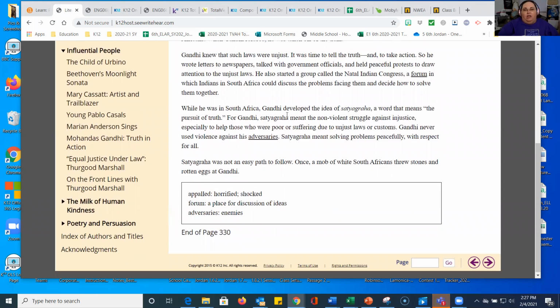While he was in South Africa, Gandhi developed the idea of satyagraha, a word that means the pursuit of truth. For Gandhi, satyagraha meant nonviolent struggle against injustice, especially to help those who were poor or suffering due to unjust laws or customs. Gandhi never used violence against his adversaries, enemies. Satyagraha meant solving problems peacefully with respect for all.